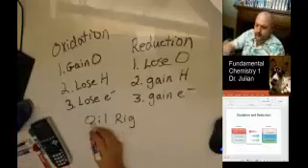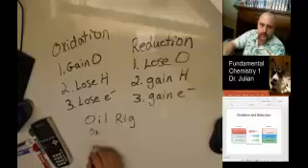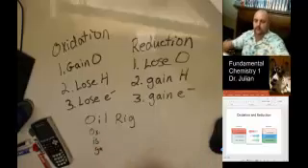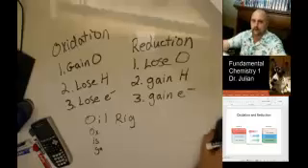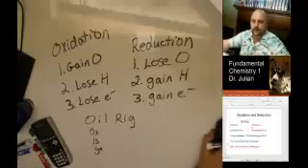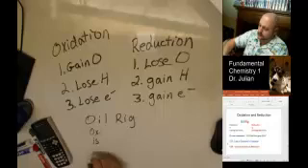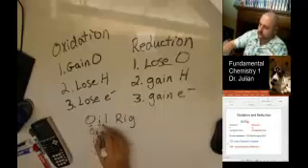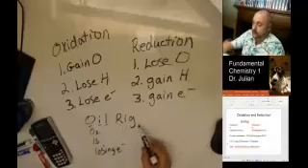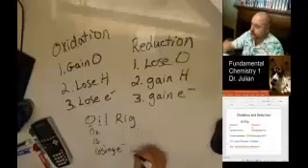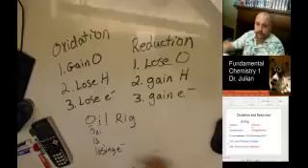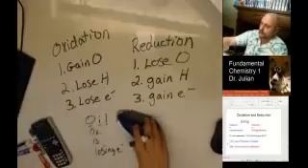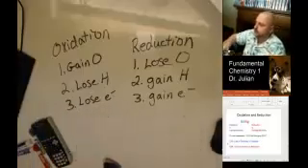All right, so oil rig, oxidation is losing electrons. Oxidation is losing electrons. Reduction is gaining electrons. And so this is a way to keep up with our electrons.